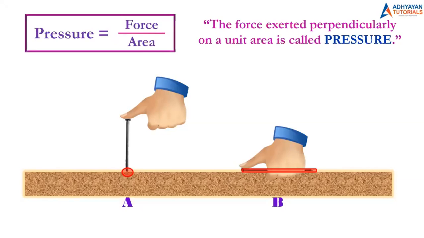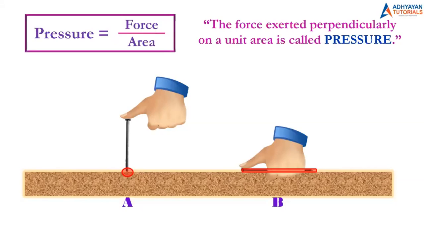Perpendicularly. Okay, how is the force exerted? Perpendicularly on a unit area is called pressure. Okay, so this is a very, very important definition, can come in the exam for 1 mark. Whenever it is asked, you're going to write the definition.